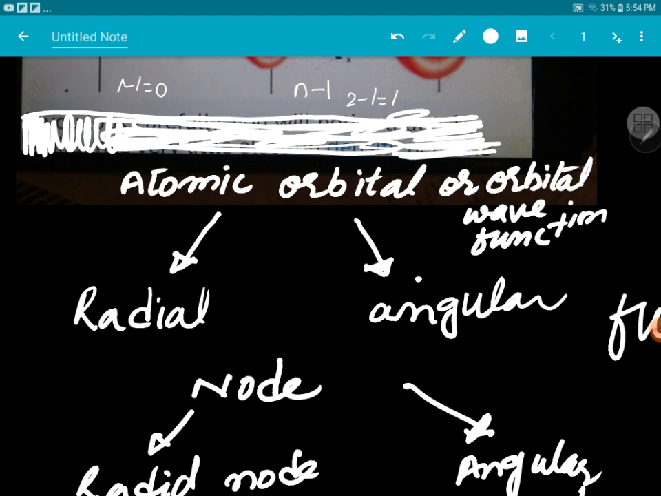The orbital wave function can be represented by the product of two wave functions. One is radial and the other is angular.